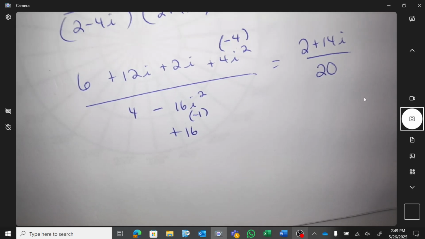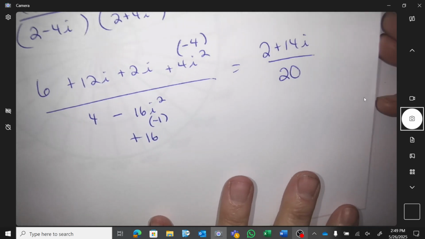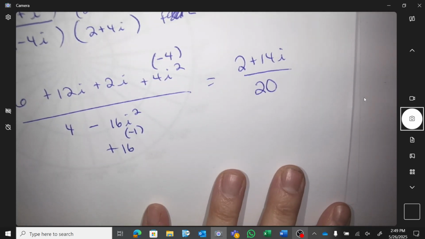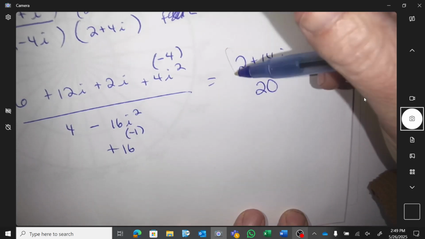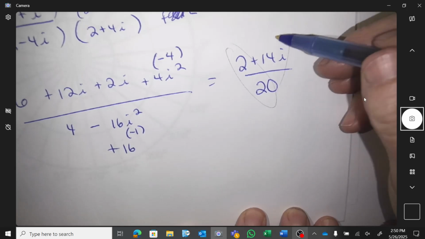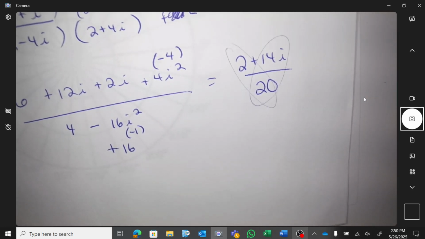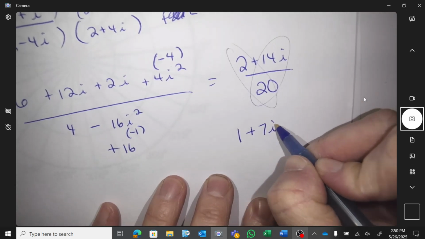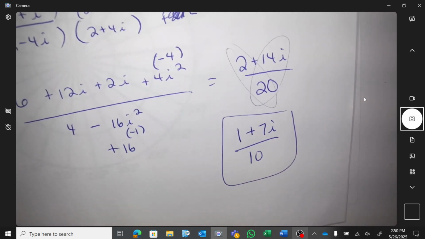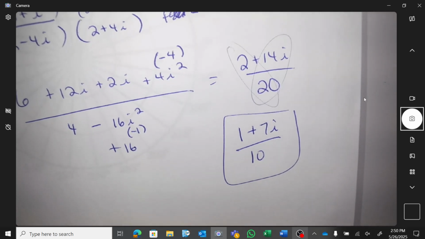I'm going to be like an infomercial: but wait, there's more. Did we all get to this level? What if I said this question had to be written in simplest form? Is there anything more you could do with this to knock it down somehow? Reducing. Is this divisible by 2? Can we reduce this as well? Divide by 2. So 1 plus 7i over 10.